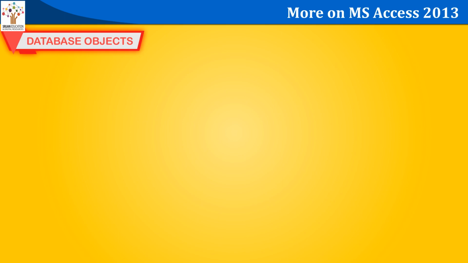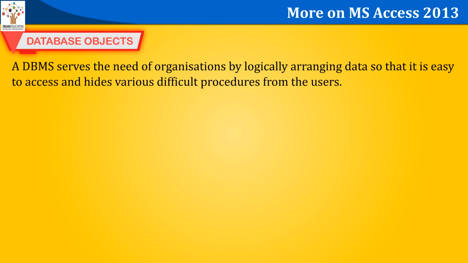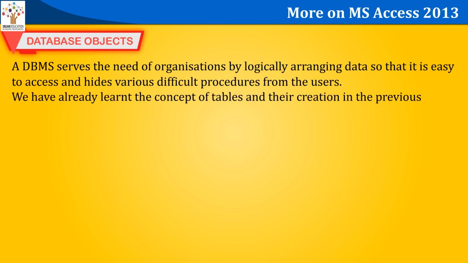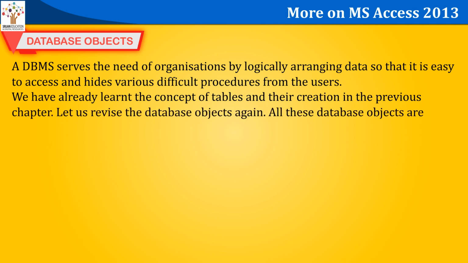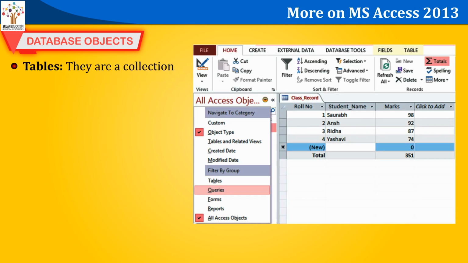Database objects. A DBMS serves the need of organizations by logically arranging data so that it is easy to access and hides various difficult procedures from the users. We have already learned the concept of tables and their creation in the previous chapter. Let us revise the database objects again. All these database objects are visible in the navigation pane, which is located on the left side of MS Access screen. Tables. They are a collection of records organized under different fields.